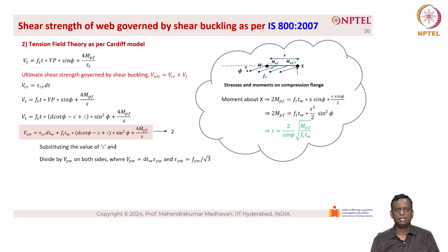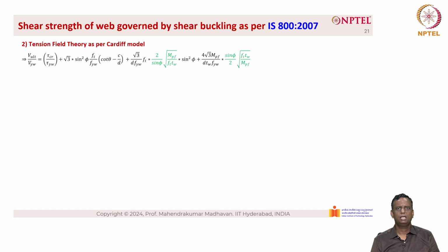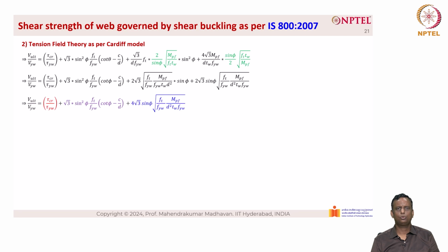Now substituting the value of S and dividing by Vyw on both sides, where V sub Yw is equal to D into Tw into tau Yw, and tau Yw is given as Fyw divided by root 3. When we do so, we get a big equation here, and we can do some algebraic juggling, and you can get an equation as you can see here again, and we substitute the value of S as you can see in the green color highlighted portions in the equation. We can see that we can modify the equation such that both the terms can be added together, the third and the fourth term, as you can see here. And when we add the terms, we get 4 into root 3 into sin phi into root of Ft by Fyw into MPF divided by D square into Tw into Fyw.